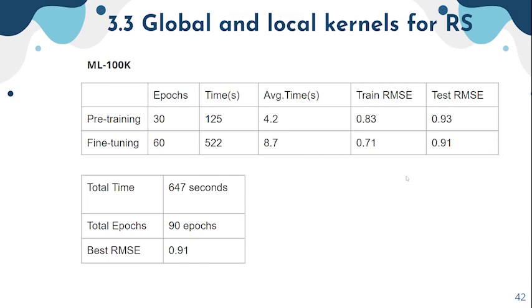Now we come to the evaluation of the G-local-K. As we said, we already did the experiment with the two datasets, the ML100K and ML1 million, so we have some measurements after doing the process. For the ML100K, we ran in total 90 epochs, 30 for pre-training and 60 for fine-tuning. We can see that the average time of the pre-training is 4.2 seconds, and for the fine-tuning it is 8.7 seconds. The root mean square error for training of pre-training is 0.83, and for the test is 0.93.